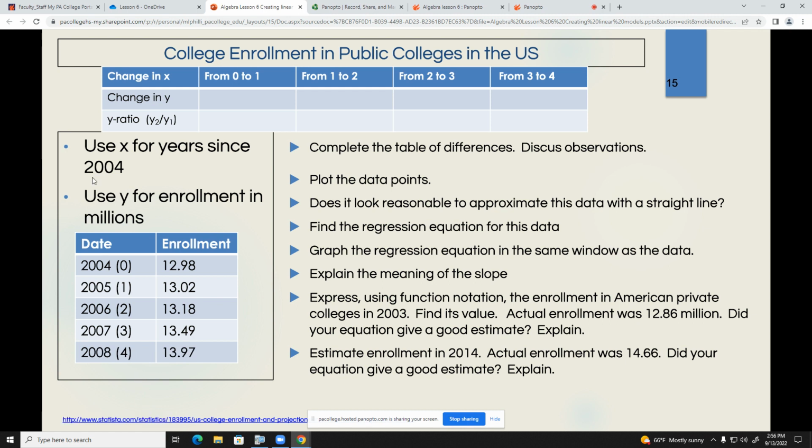So as I'm looking here, it first asks me to look at the change in y values. So we know that change in y is like the beginning of slope. And so for the first change in y from 0 to 1, I would take 13.02 and I would subtract 12.98. And so when I do that math, I have a change of 0.04.